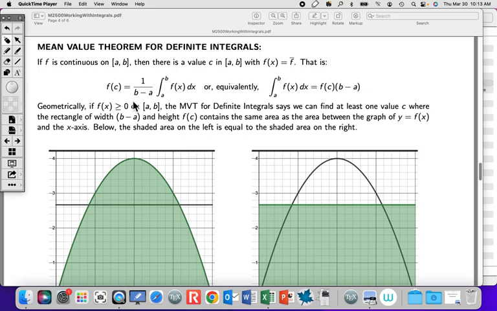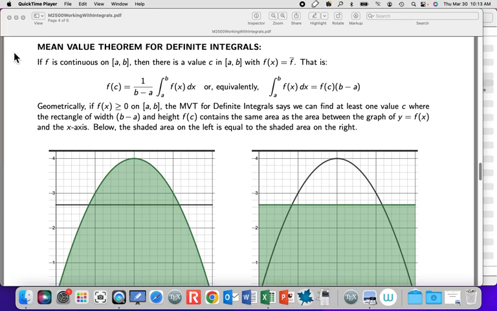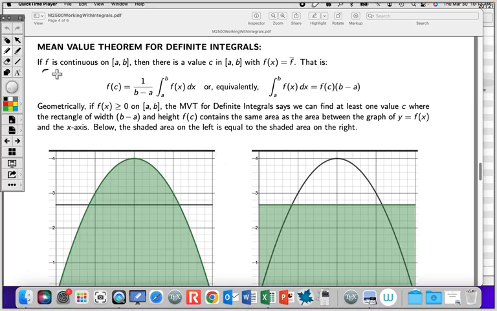Prove the mean value theorem for definite integrals. So the mean value theorem for definite integrals says if little f is continuous on the closed interval [a, b], then you're guaranteed a value c in the interval [a, b] with f of c equal to the average value. So in other words, f of c is 1 over b minus a times the integral from a to b of f of x.